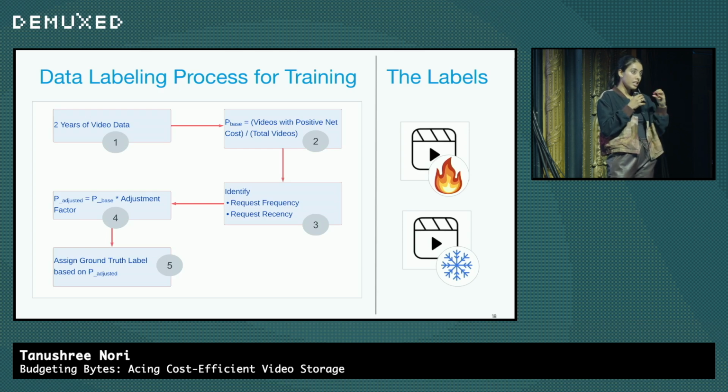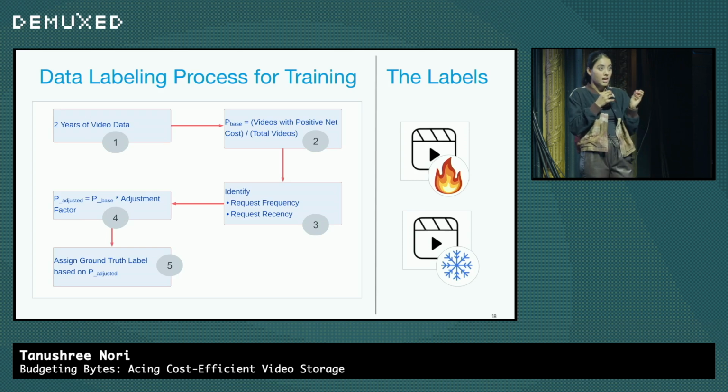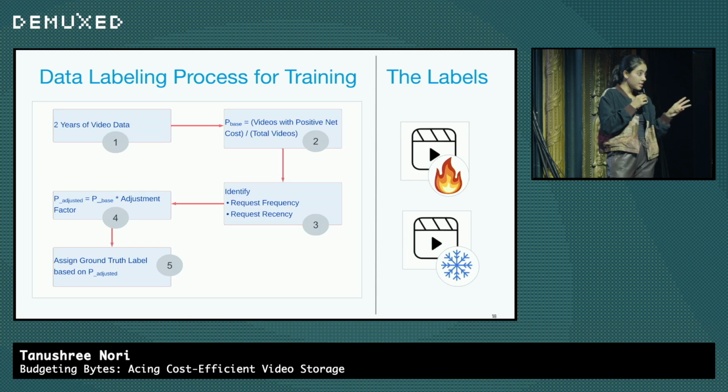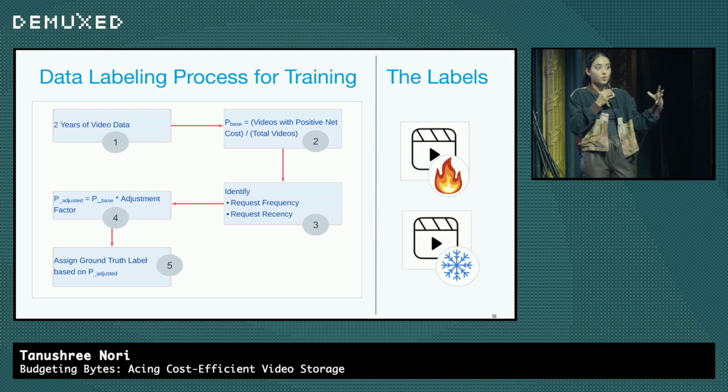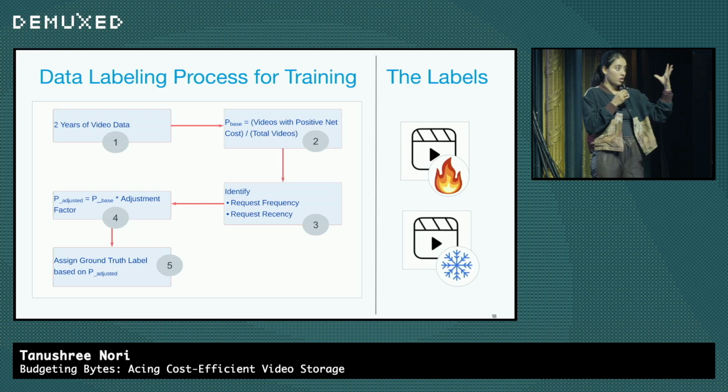What you would need for that is how often the video was retrieved and how recently it was retrieved. So you would engineer features with those factors, recency and frequency, and create an adjustment factor that you would multiply with the base probability to then get an adjusted probability. And then at the final step, you would threshold this adjusted probability to get your labels, hot and cold, which you would then use to train the ML model.